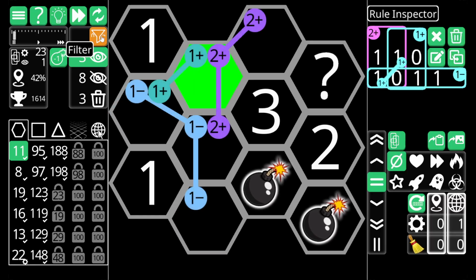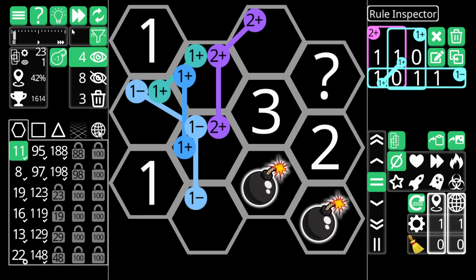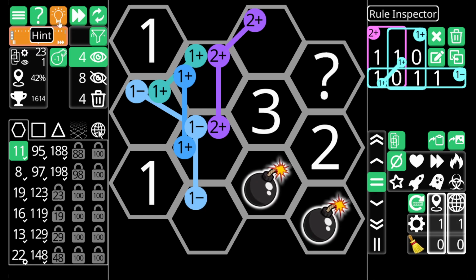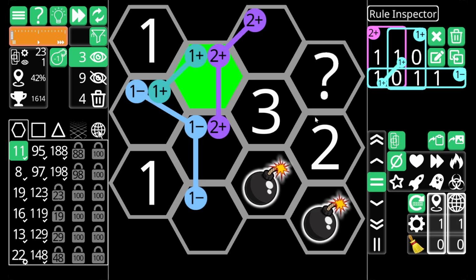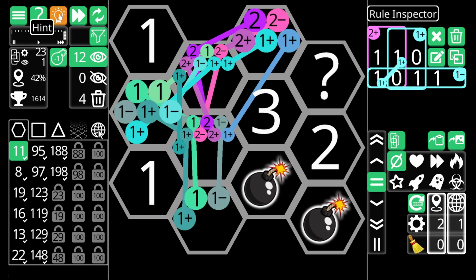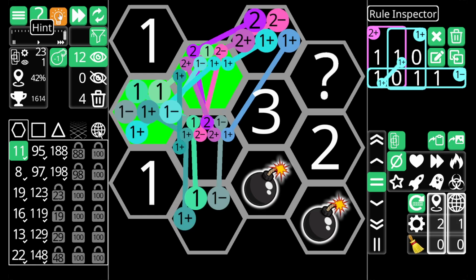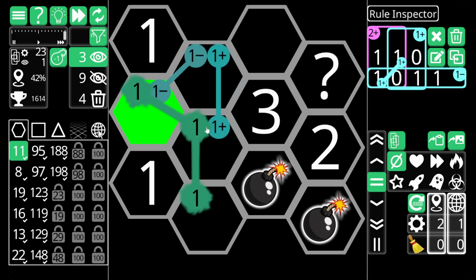Now, is that actually going to do anything? I mean, it marks it. Is that enough to solve the puzzle? No. I'm actually surprised. Yeah, there we go. So now there's a simpler region.